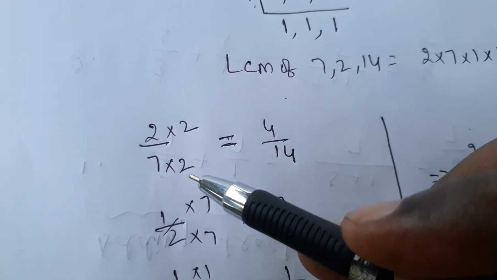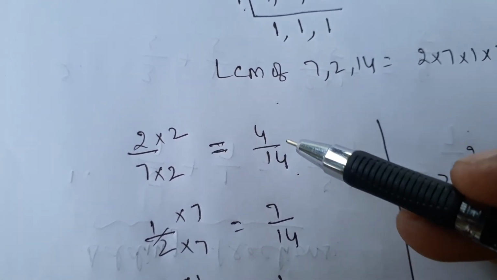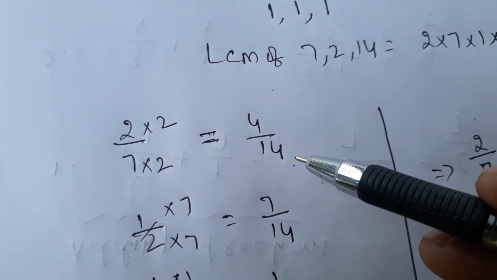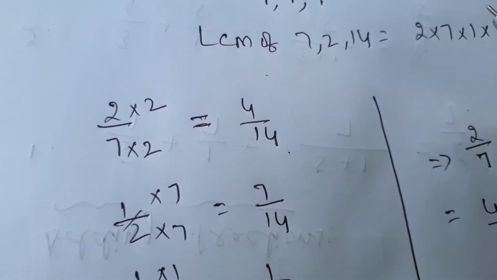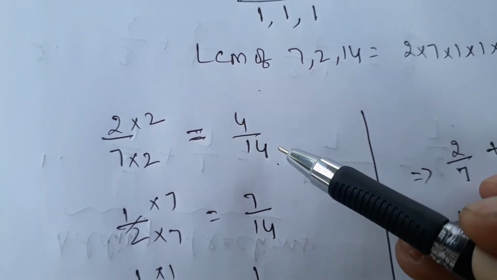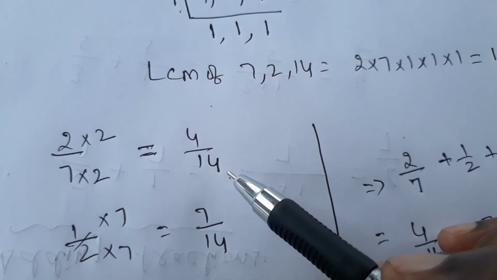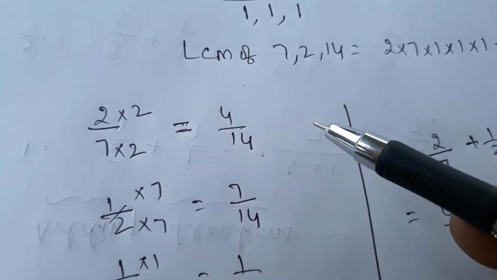For that, what you have to do: multiply numerator and denominator with 2 table. You will get the equal fraction, 4 by 14. Now we got a new fraction, equal fraction to 2 by 7, and the denominator is the LCM. Denominator is equal to LCM. In such a way you have to modify.